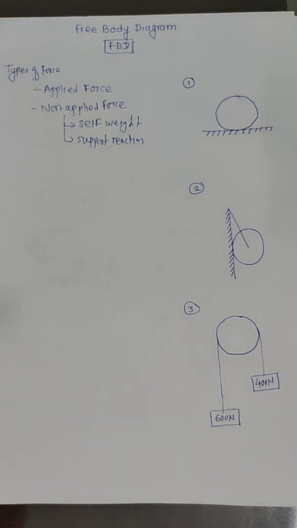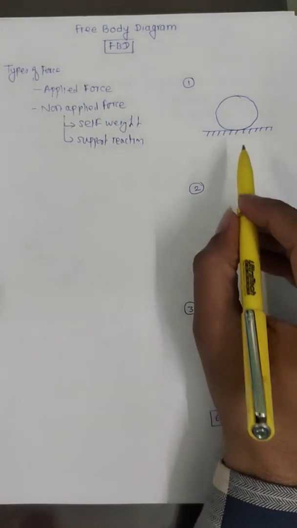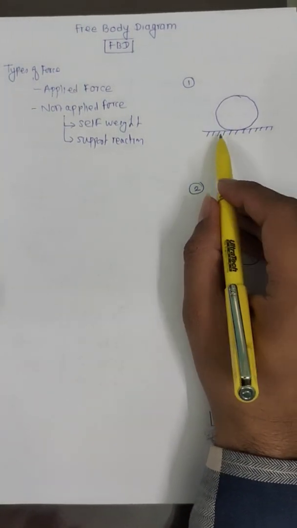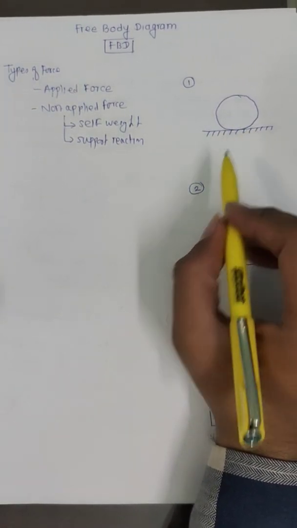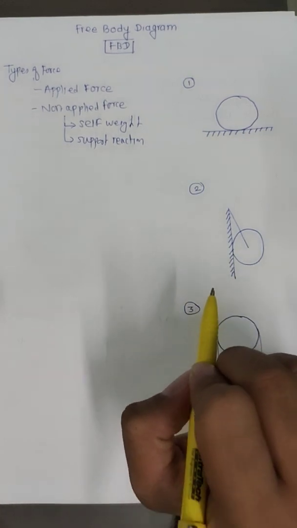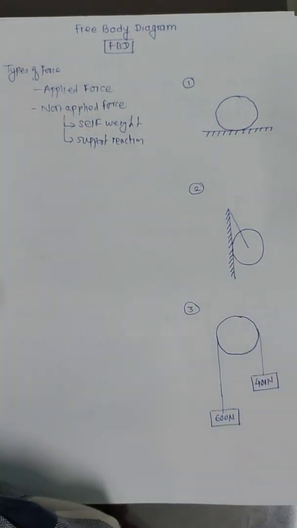So now see the first example. Here one sphere is placed on the surface. Here we have to draw the free body diagram of the sphere. So these are the three steps of the free body diagram, how we are going to draw the free body diagram of the sphere.